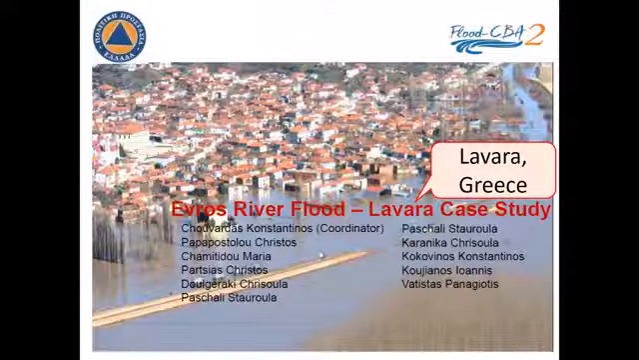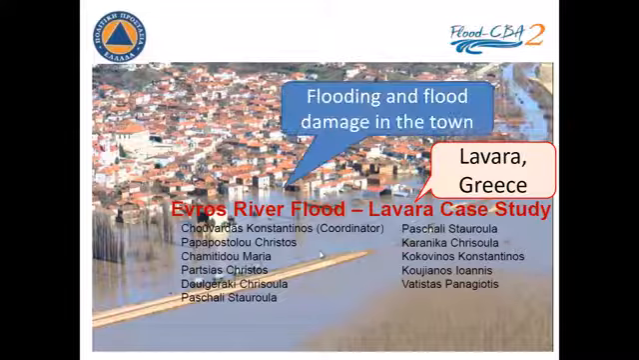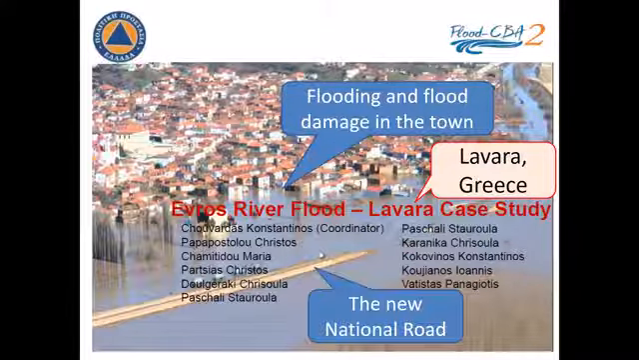In terms of Lavara, we see here the city of Lavara surrounded by floodwater, but also a roadway in the near side of the diagram, in the foreground, as it were, which is the new road being constructed as a bypass to the city, or the town rather. There is flooding and flood damage in the town in this photograph, and there is the new national roadway, which is about to bypass that particular town.